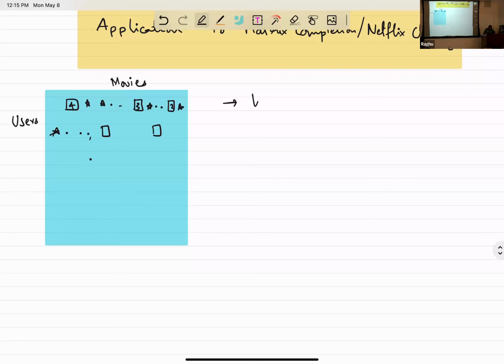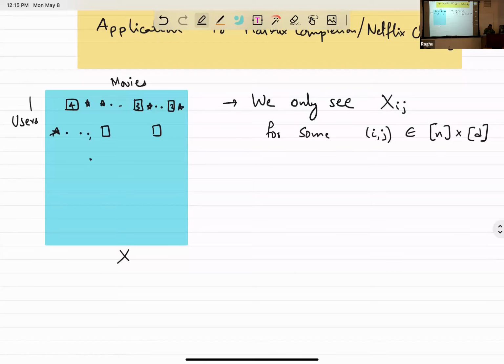So we only see, this is a matrix X. We only see Xij for some i, j, in n by d. So let's say there are n users and d movies. Okay. So let me denote the set of observed entries as O. Right? O is a subset of n times d.